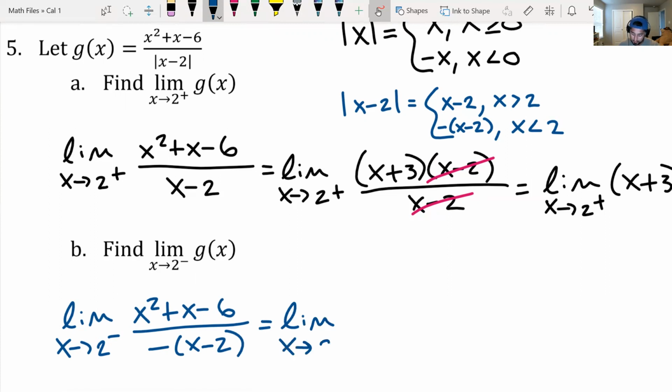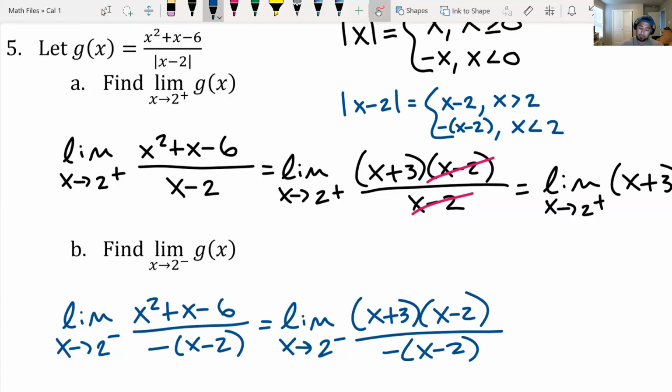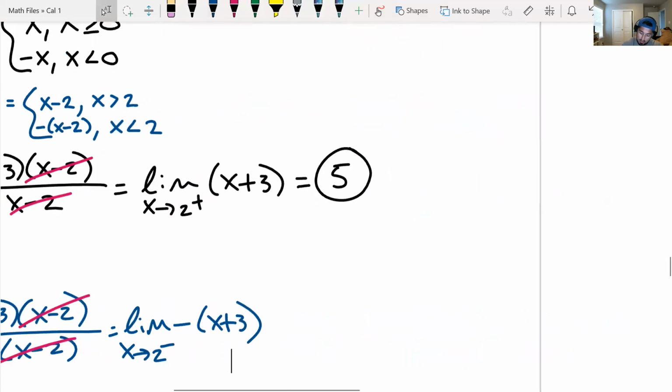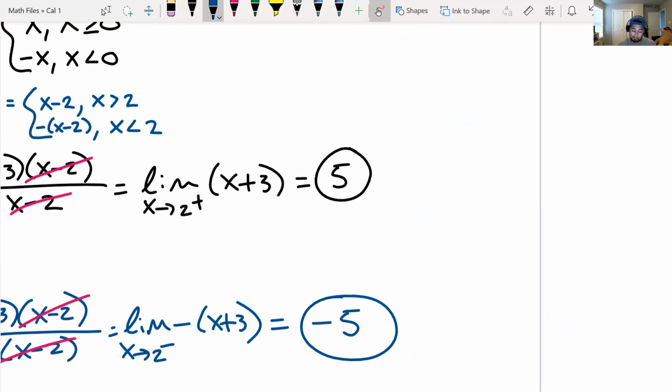The limit as x approaches 2 from the left of, again, x plus 3 times x minus 2 over negative x minus 2. Your x minus 2s cancel. You get the limit as x approaches 2 from the left of negative x plus 3. All I did was take this negative and move it to the top. You can keep it in the denominator if you want. You're going to get the same answer. And you plug in 2, and we'll get negative 5.